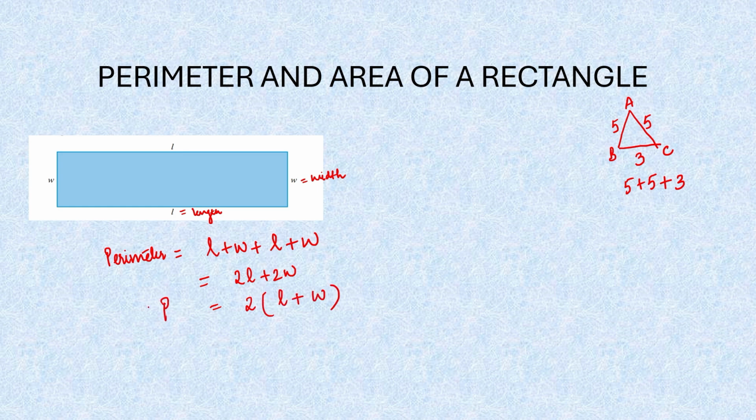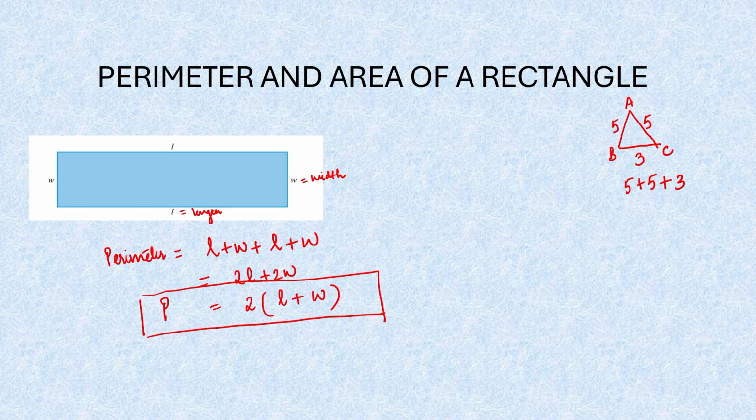So from here we can find out that the perimeter of a rectangle is twice into length plus breadth or width. Now it is very easy to calculate the perimeter of a rectangle or any other figure, of a triangle, of a square. You can easily find out the perimeter of any shape or any figure.